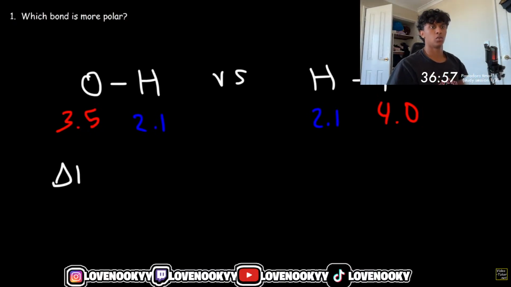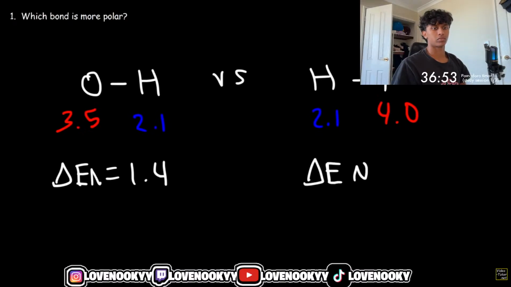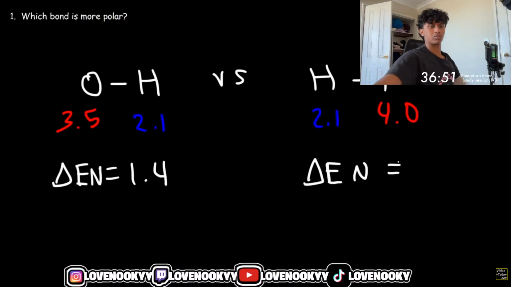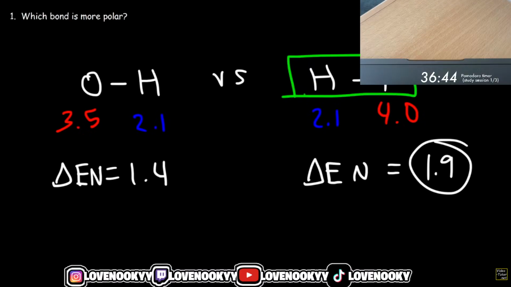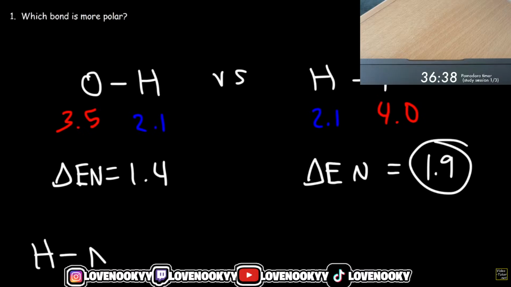Now the EN difference for the OH bond is 1.4, and the EN difference for the HF bond, that's 4 minus 2.1, so that's 1.9. Because this has a higher electronegativity difference, we can say that the HF bond is more polar. Both of these types of bonds represent a special class of bonding, particularly hydrogen bonds. Whenever you see hydrogen attached to nitrogen, oxygen, or fluorine, you have a special case of hydrogen bonding. But this is going to be the most polar covalent bond that you have here.